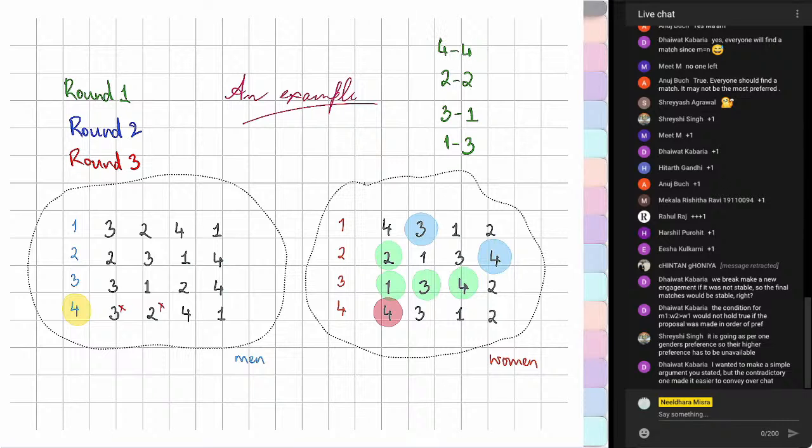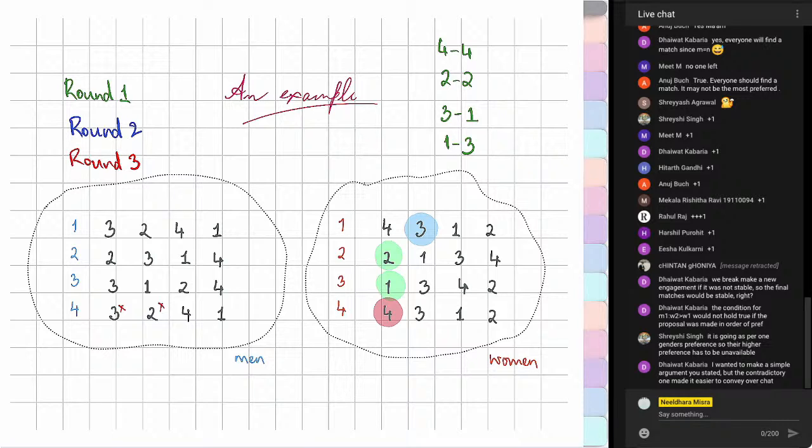So you can check that this is in fact stable, and let me also highlight only those that are matched, right? And now 4 is no longer single, so we are sort of done. So this is the final matching that you end up with.